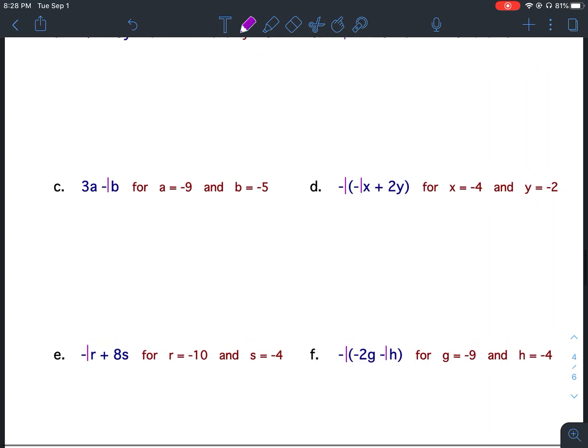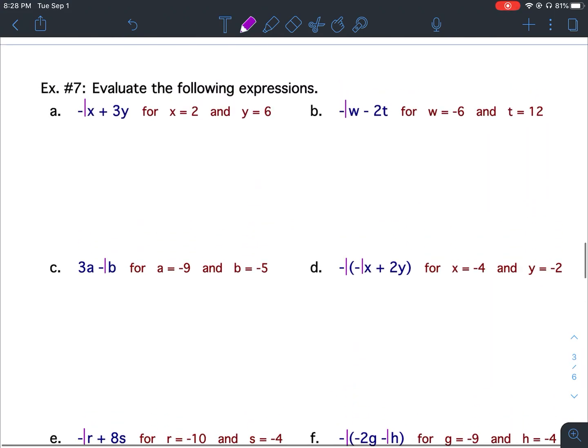Now, multiplying by -1 means you're taking the opposite of a number. So 5 times -1 is -5. 20 times -1 is -20. So multiplying by a negative means you're going to have the opposite of a number. So this is where you need to be really careful.